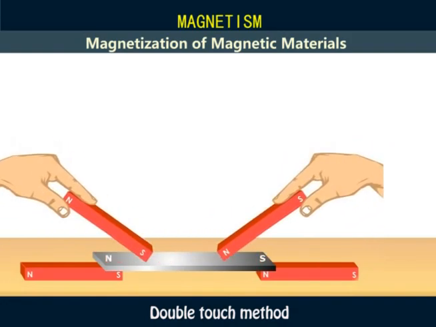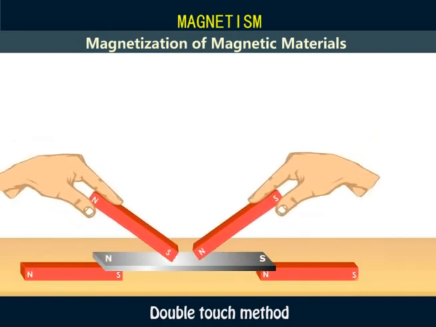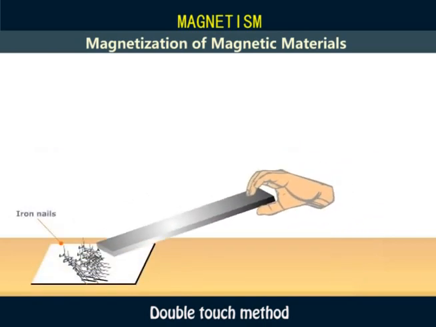The polarities at the ends of the bar are opposite to those of the ends of the magnets used. When the bar is brought close to some iron nails, it attracts them, indicating that it is a magnet indeed.